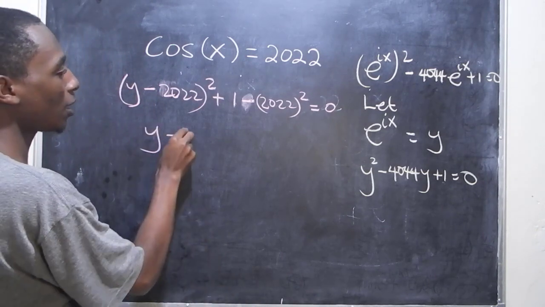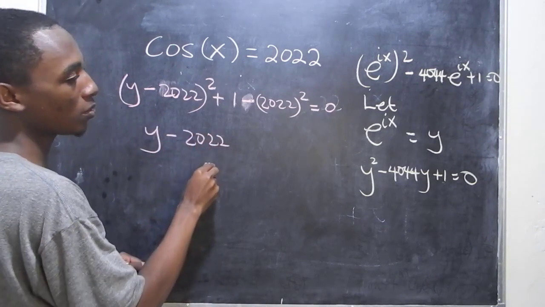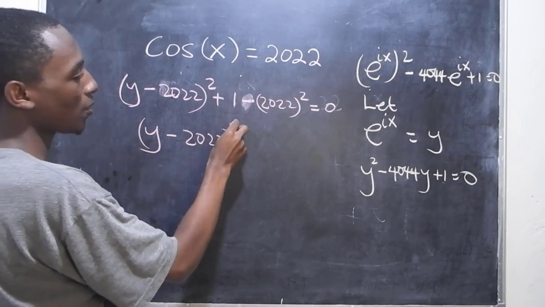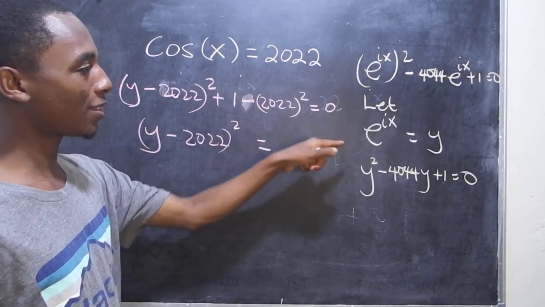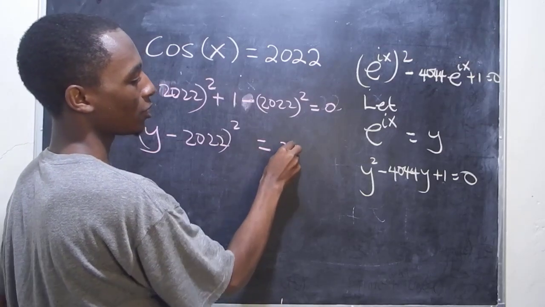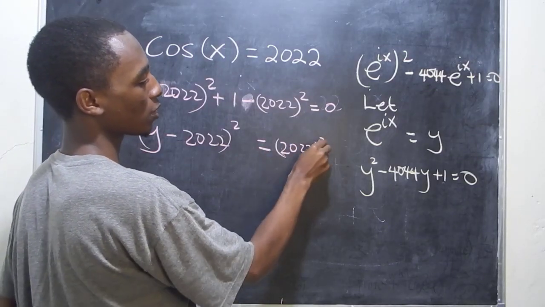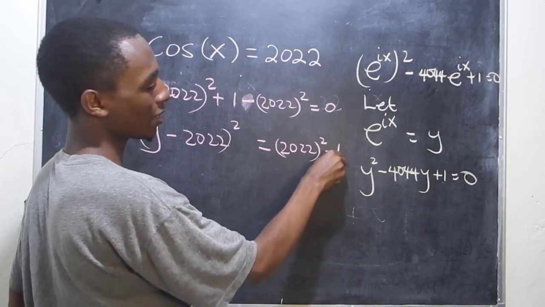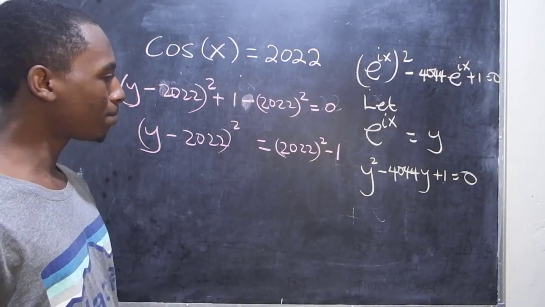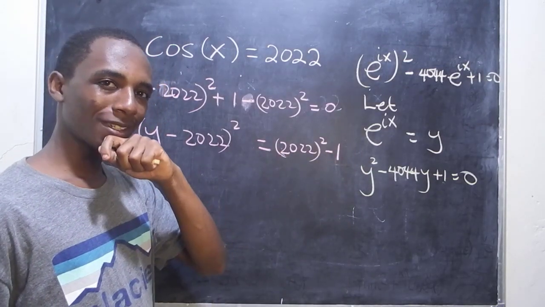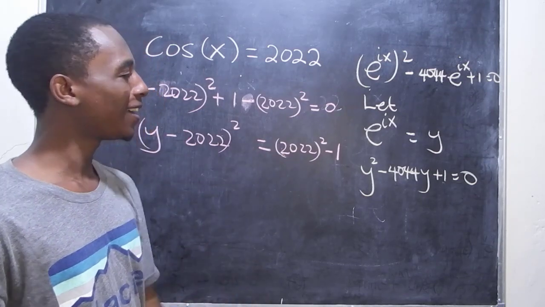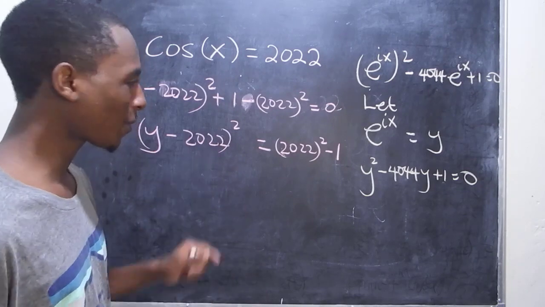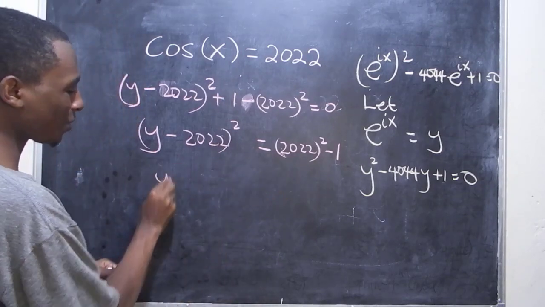So I'll just have y minus 2022 squared equals, so if I just take this to the other side, I'll have 2022 squared minus 1. So what's 2022 squared? I'm starting to regret why I chose such a big number. Okay, I will not square that. I'll just put square roots on both sides.